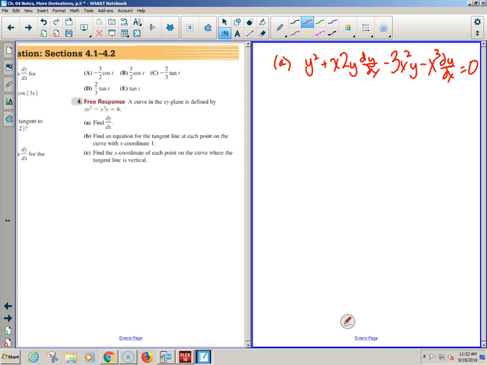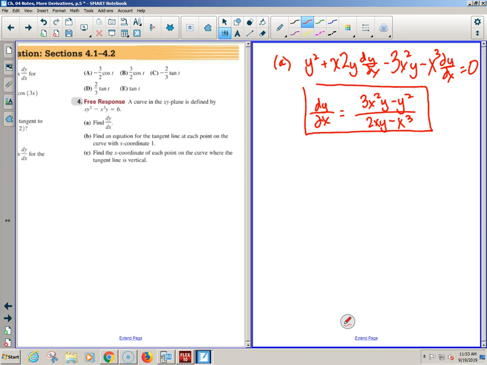Now, they actually want dy/dx, which means what do I actually have to do? Get it by itself. Good. So to get it by itself, I would have moved everything else to the other side, which would have been a positive 3x squared y and then a minus y squared. I would have divided by, after factoring out a dy/dx, my 2xy minus my x cubed. Does that look good to you guys? So far, so good? This is something like an AP FRQ that they would have said something like, show that the derivative is. But letter B, what does it have us do next?